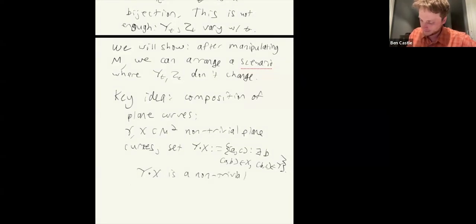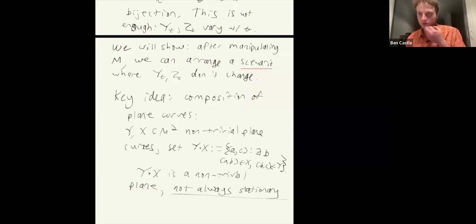But the big problem here, and the thing that makes a lot of the complexity happen in this proof, is that it might not be stationary. Not always stationary. If you compose two stationary things, you don't always get a stationary thing. Maybe I should have given that as an exercise: come up with an example of two stationary curves that compose to a non-stationary curve.